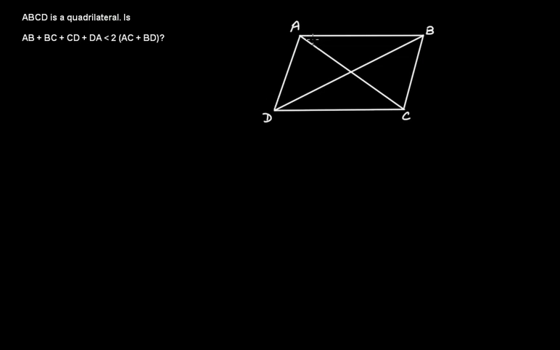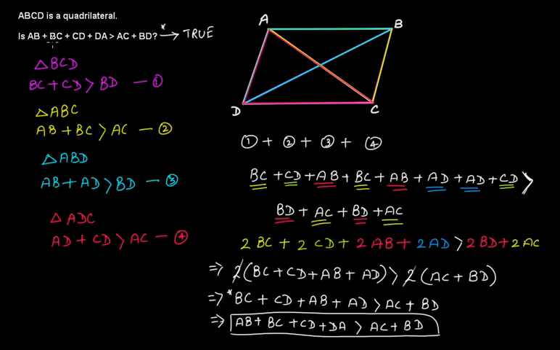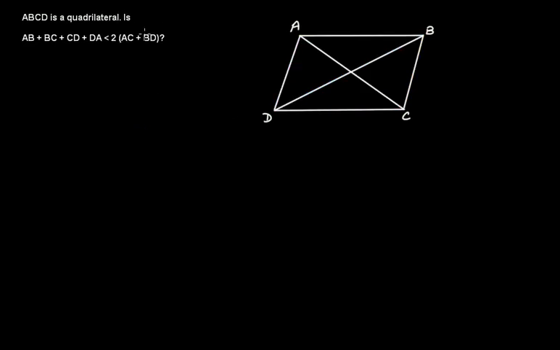Again, we have a quadrilateral ABCD, and in this case you have to tell whether AB plus BC plus CD plus DA is less than 2 times AC plus BD. It's a little bit different from before. In this case the addition is the same, but now the greater than sign is a less than, and here it is 2 times AC plus BD. So we have to tell whether it is true or not. To find, not to prove, in this case will be a little bit different.